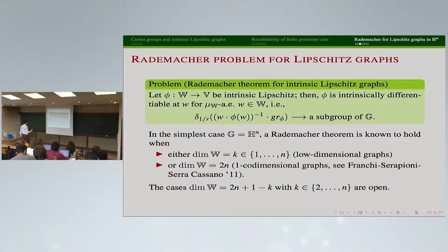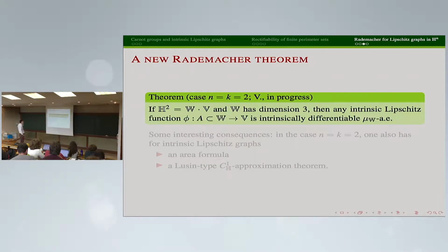So what's open is these cases. So it's the case of graphs of codimension k between 2 and n. Okay? So this is what's left open. So the situation we are interested in is when W is a vertical subgroup of the Heisenberg group of codimension k. And V will be a subgroup which is horizontal, abelian, and so it's isomorphic to R^k.